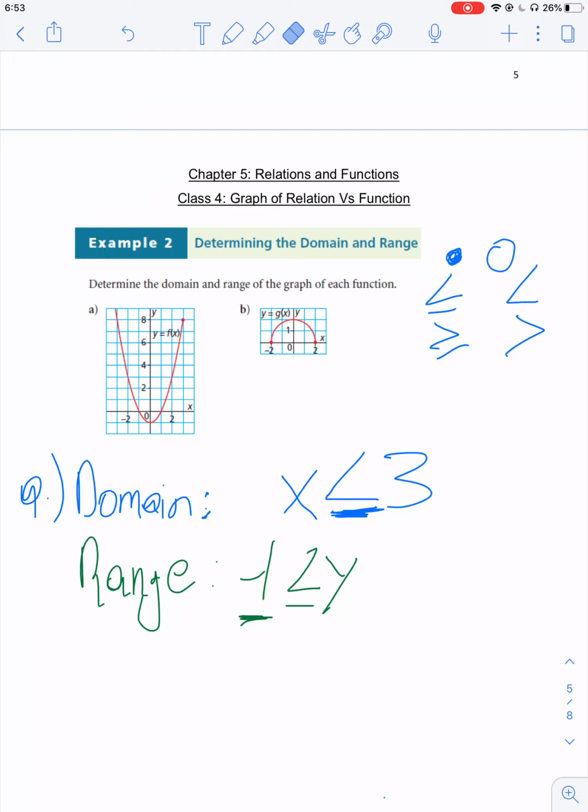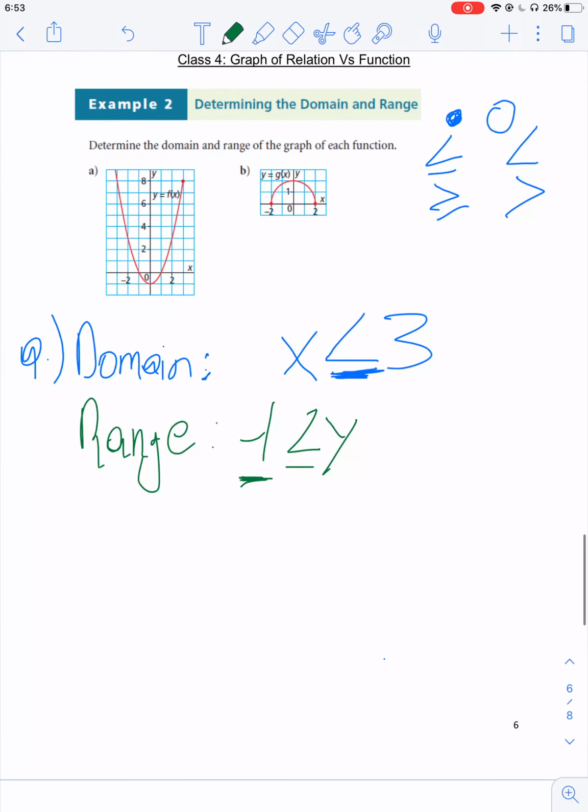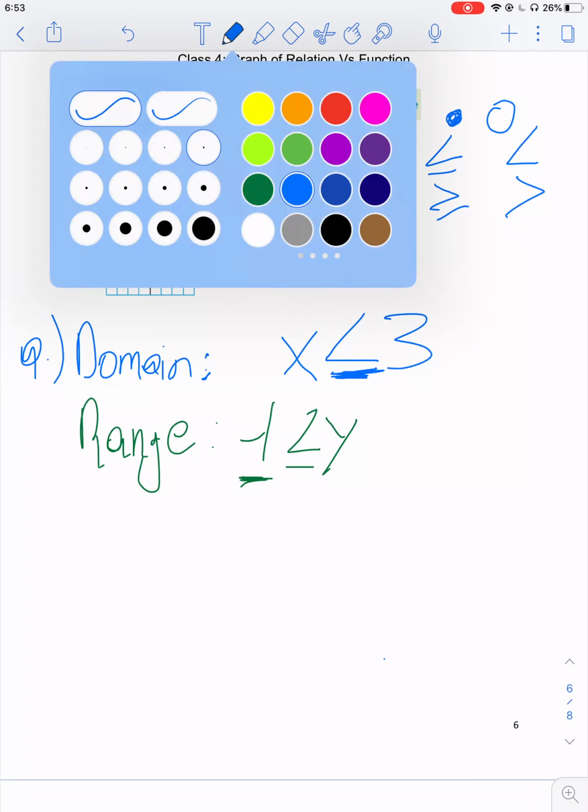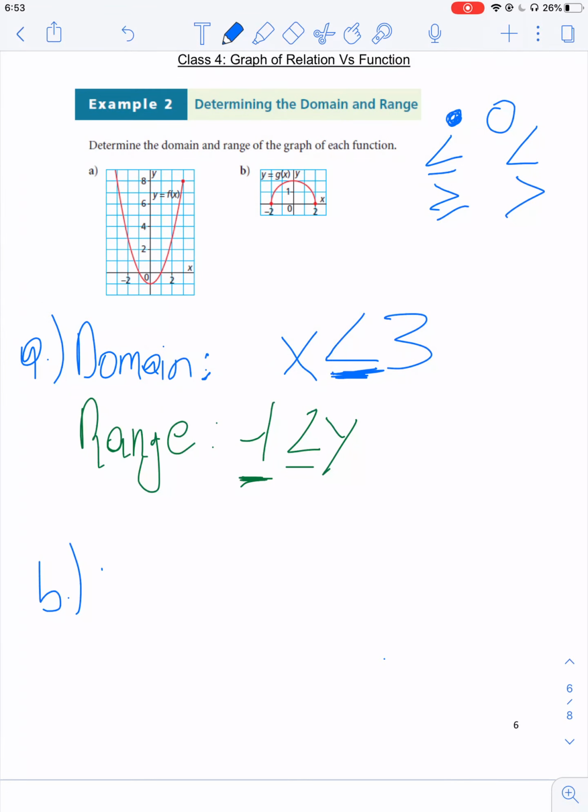Now let's focus on the second question. The second one will hopefully make things a lot clearer for you. Let's just be consistent with the color. Domain, again, has to do with x. I'm going to put my x value over here, and in this case, as you can see, there's a dot over here and a dot over here. So my x value does have a minimum. It also has a maximum.